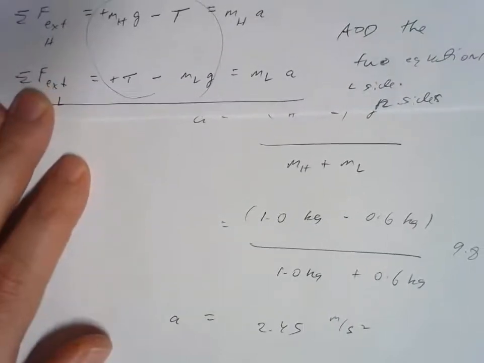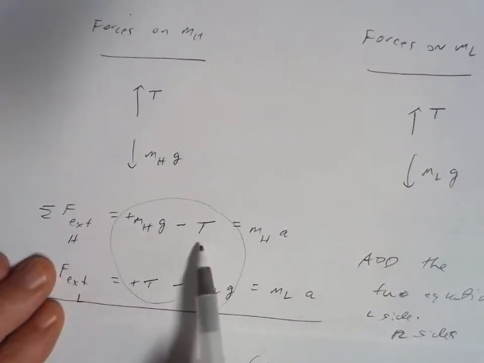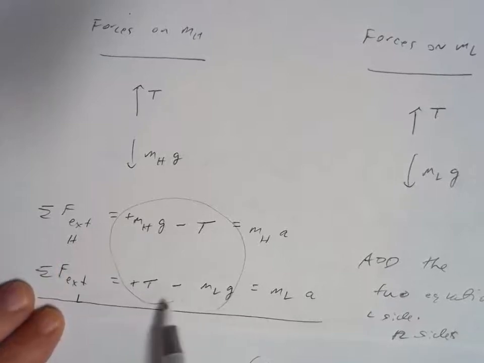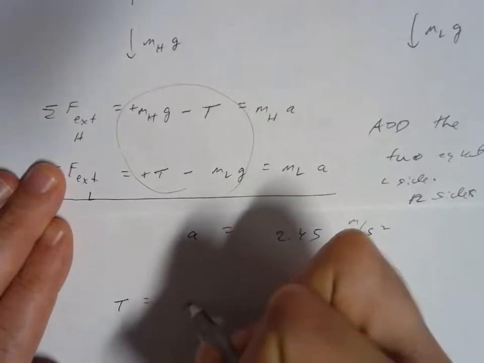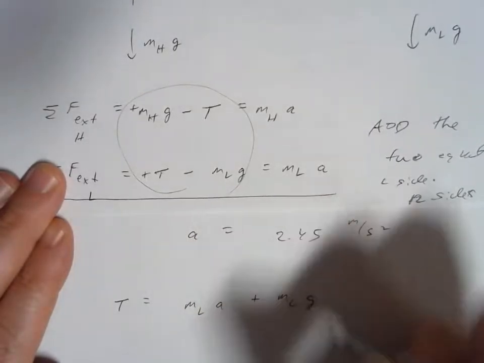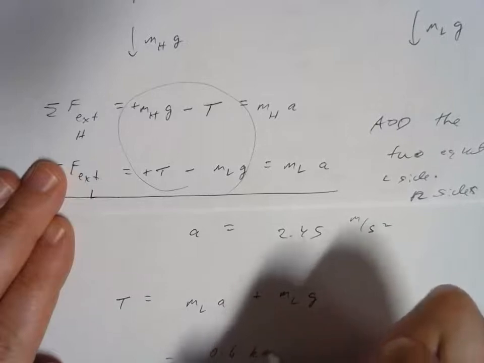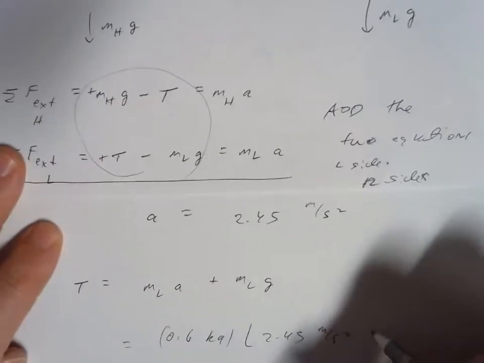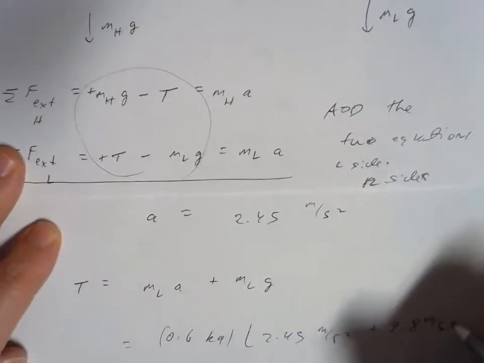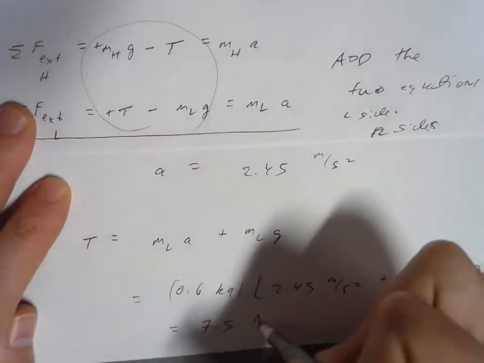If we wanted to know the tension in this problem, we could then go back to one of our original equations, either one, and isolate T. So I'm going to take the second net force equation and solve that for T down here. Now that I know the acceleration, T must be m light a plus m light g. And so that's m light, which is 0.6 kilograms, times a, which is 2.45 meters per second squared, plus g, which is 9.8 meters per second squared, and all that, if you work it out, turns out to be about 7.5 newtons.